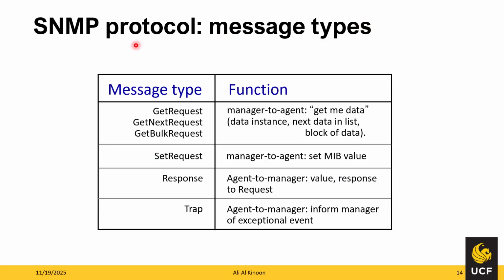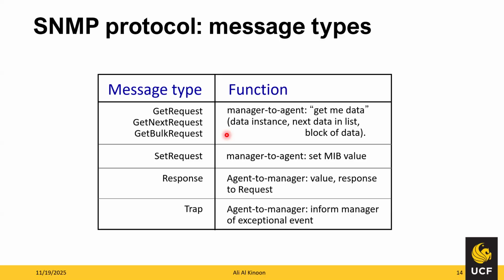Now the message types included in the SNMP protocol, which are widely used in network management. We have get request, get next request, and get bulk request, and all three are sent from the manager to the agent. They want to retrieve data from the MIB. Get next request walks through the MIB sequentially. Get bulk request retrieves a larger block of data efficiently.